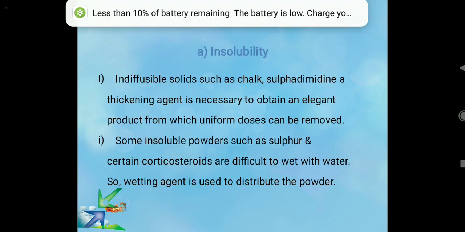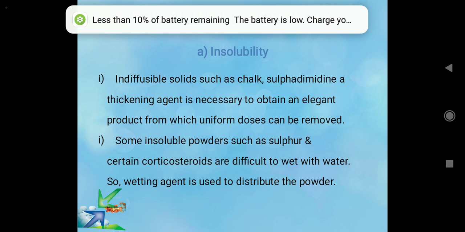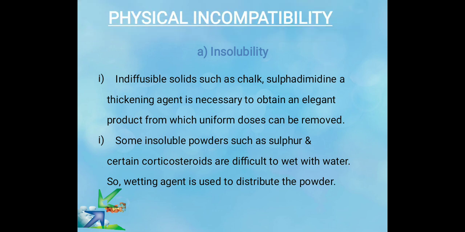Now, first of all, insolubility. What does insolubility mean? It is nothing but the inability of a material to dissolve in a particular solvent system. Majorly, physical incompatibilities are due to insolubility of organic as well as inorganic compounds in a particular solvent.